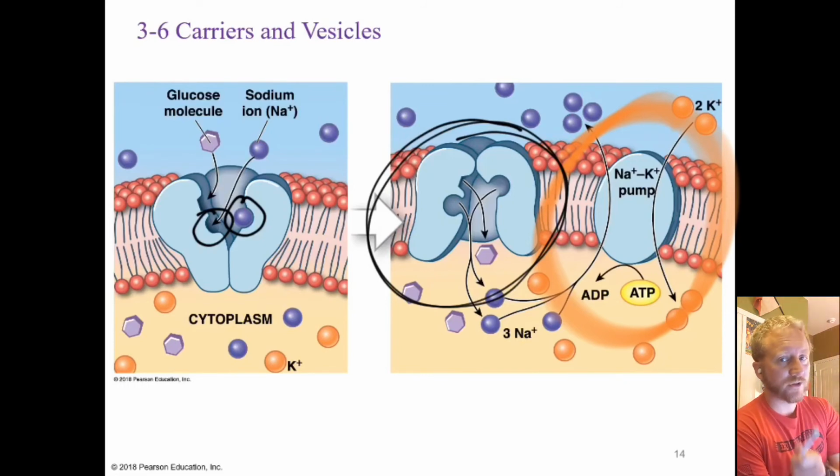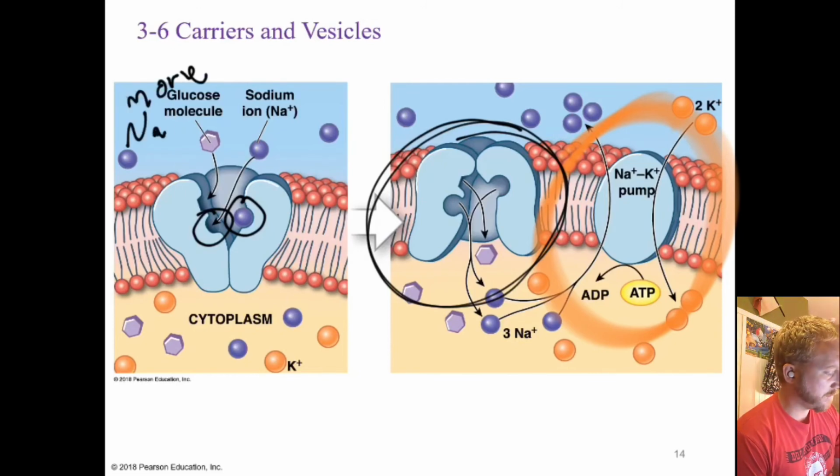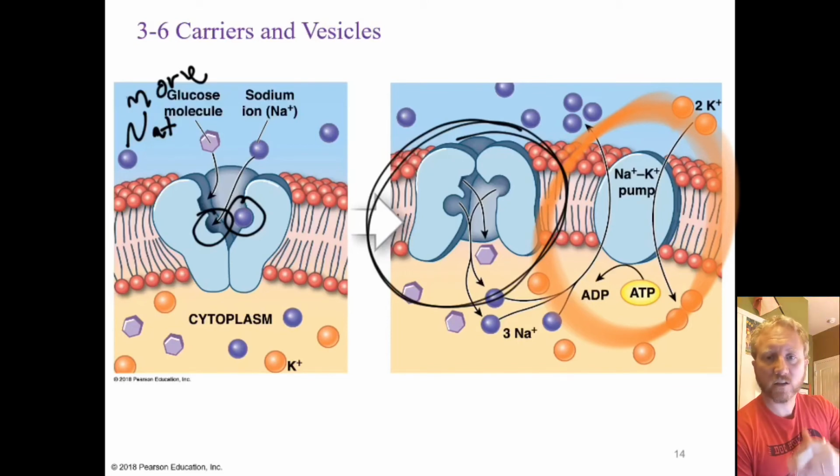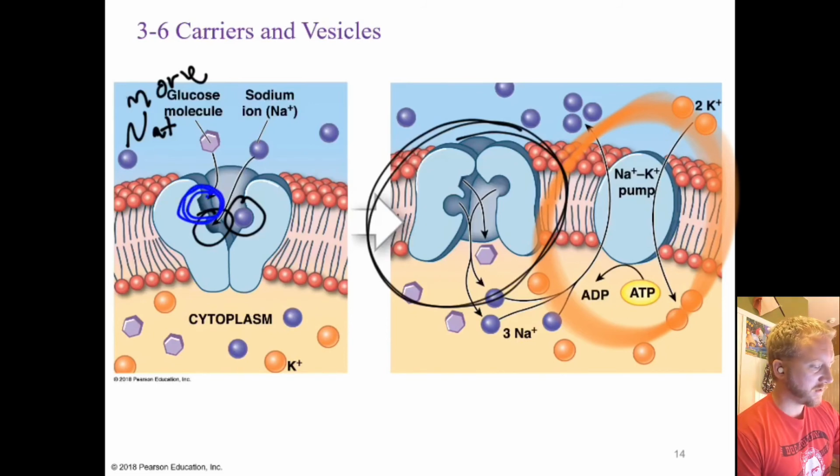Remember, we set up a concentration gradient of the sodium ions. So now there's more sodium outside than inside, so it's going to want to come in, high to low concentration, right? Well, it's going to bring its friend glucose with it. And so while the sodium is coming in, the glucose is also going to come in.